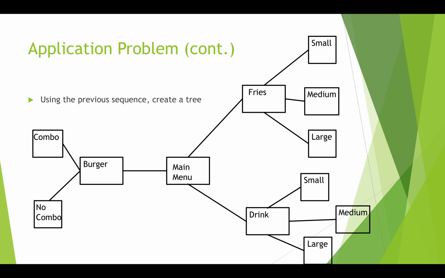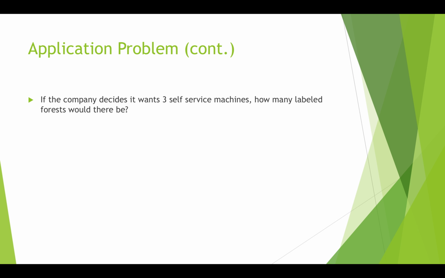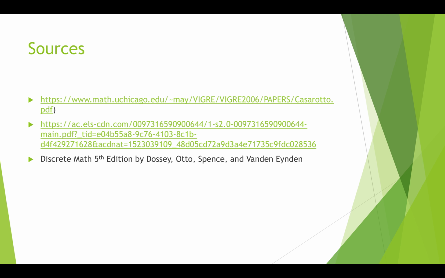Let's see. So if a company decides it wants 3 of these self-service machines, how many labeled forests would there be? So this is we have 3 self-service station trees, and we want to know how many different forests could exist with that. Which is, again, another obscenely large number, 1.3 trillion, which is a lot. Sure, any computer you would set that up for would be there a while doing the calculations of drawing all those trees. So just a little bit of source here.